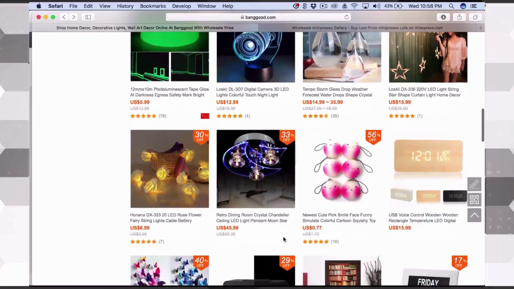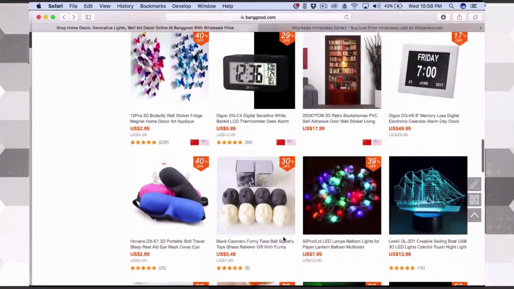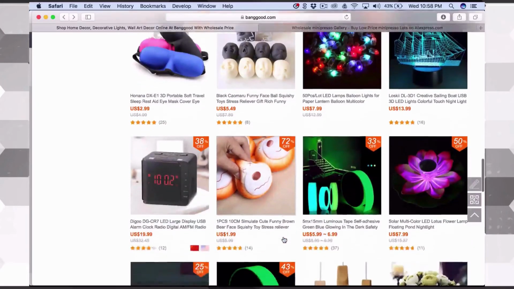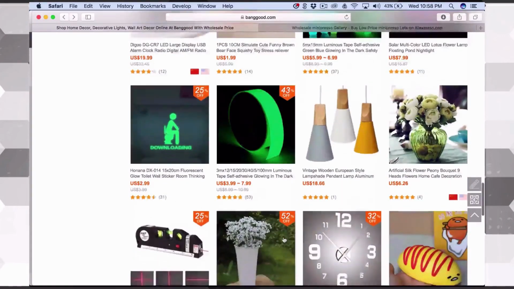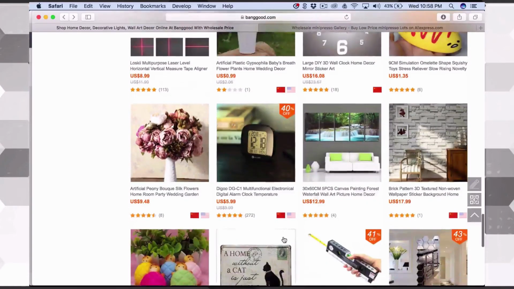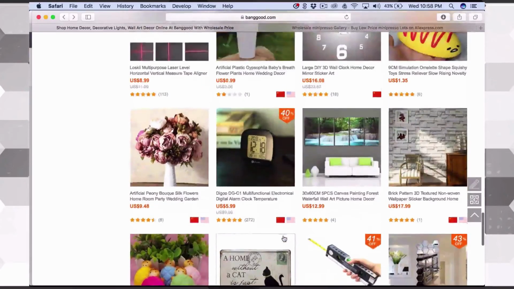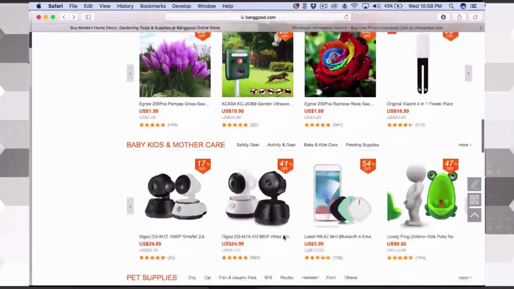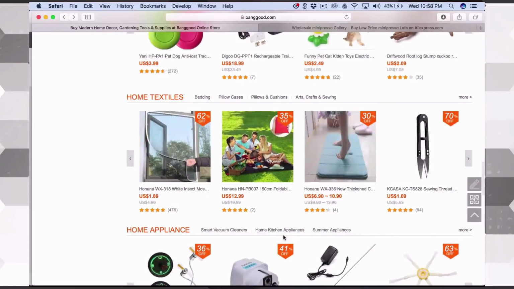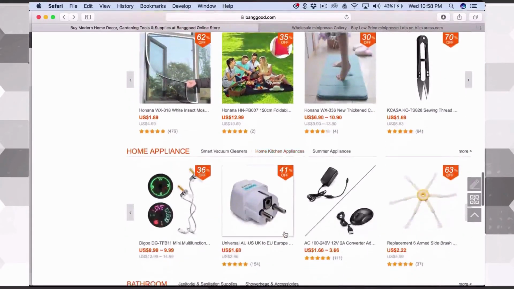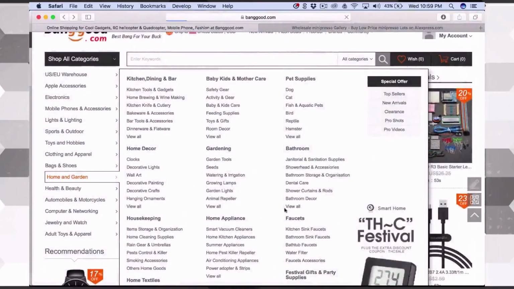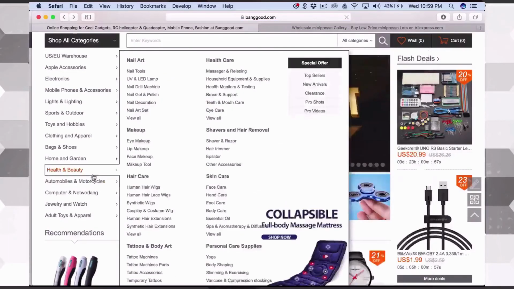But there's some cool lights in here, there's some cool clocks, there's some cool wall art. So definitely just look through because they just make it so easy for you to scroll and find some really cool popular products based on who is buying these things, right? And there's definitely products in here that AliExpress does not have.